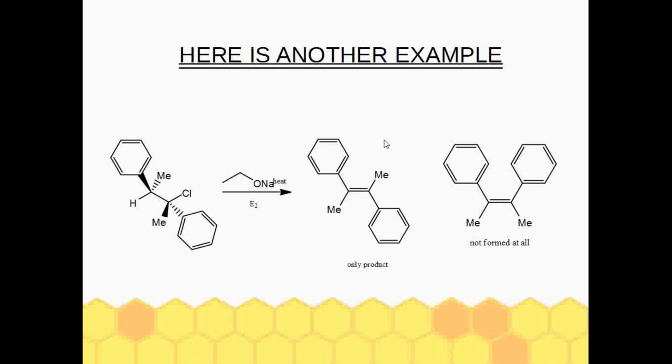So here is another example. Here we have a substrate like this, and we have sodium ethoxide and heat, and here E2 is happening. As we can see that this methyl and this methyl are opposite or trans. So here we got methyl and methyl trans, and we got the overall trans alkene, and this type of alkene, cis alkene, is not formed at all. If we analyze the product, we can only see this type of product. It is not formed at all.